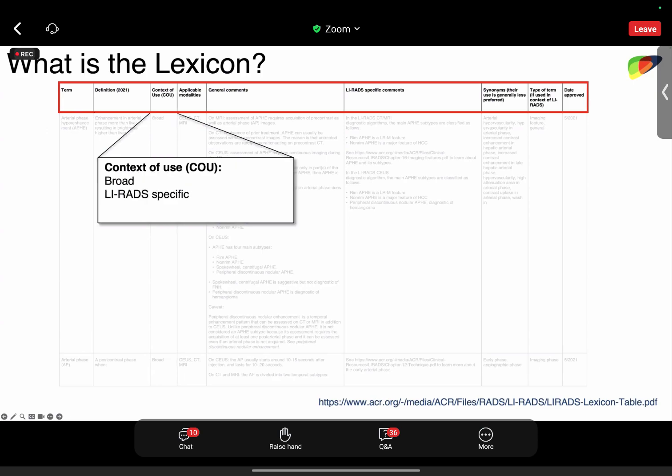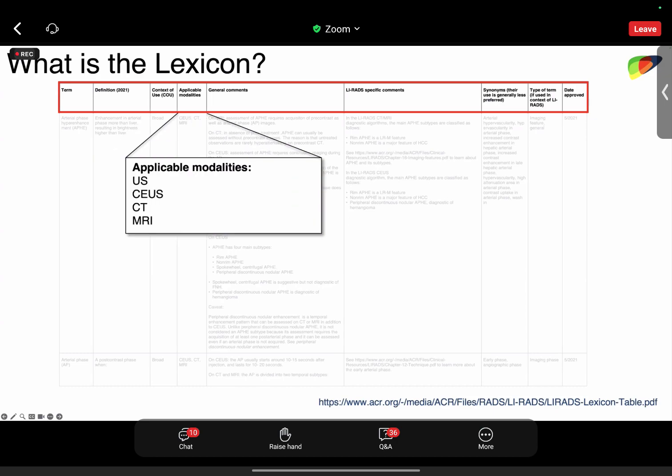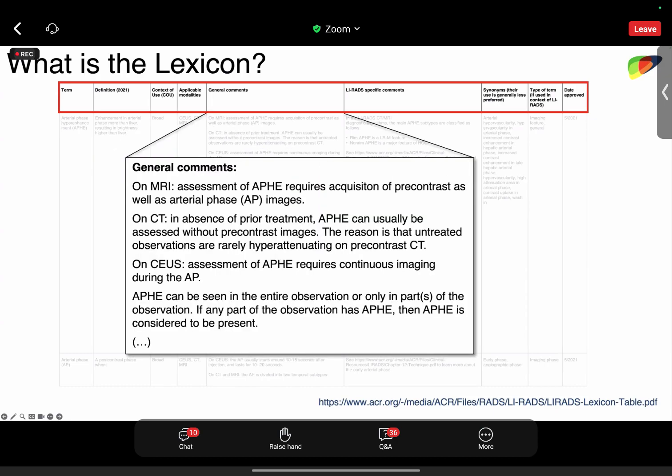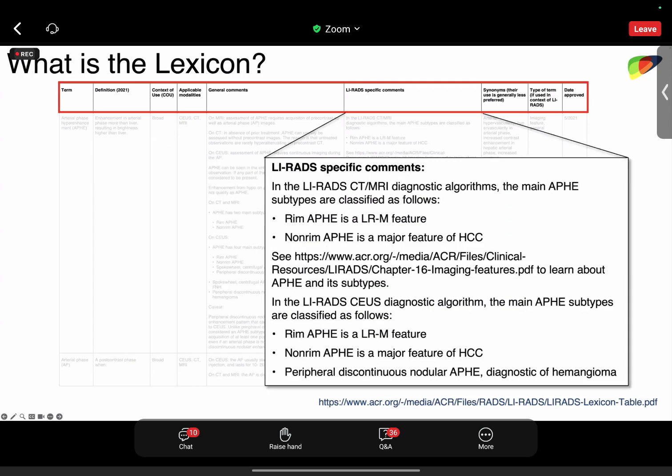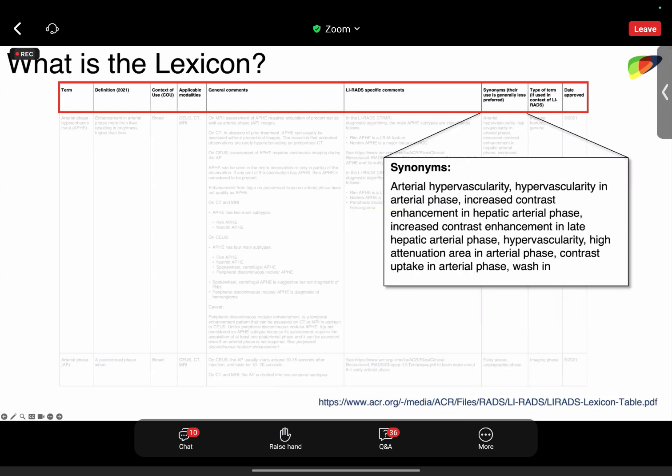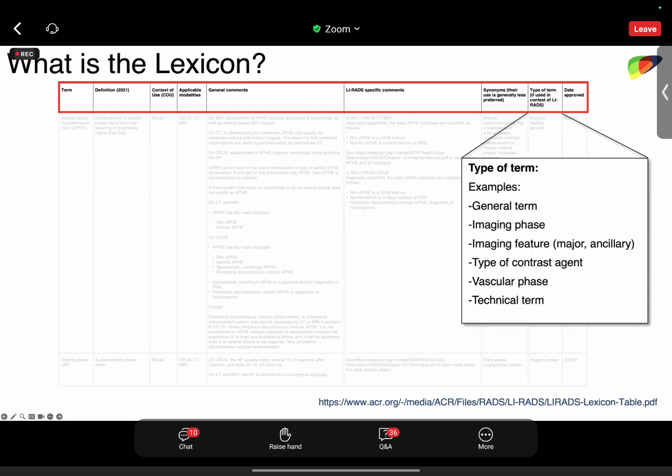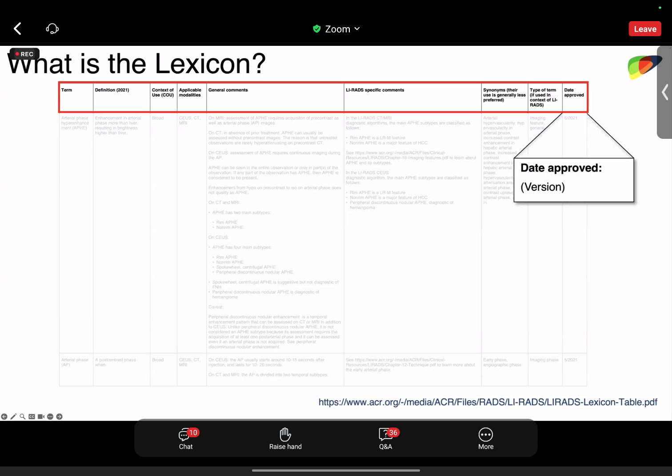We specify the context of use, whether it's broad, pertaining to liver imaging at large, or whether it's LI-RADS specific. We describe the applicable imaging modalities, provide general comments, and also LI-RADS specific comments. We list synonyms that we have encountered in the literature, and we define or mention the type of term. For example, whether it's a general term, or whether it pertains to imaging phase, feature, contrast agent, vascular phase, or technical terms. And then the date of approval in the event of future updates.